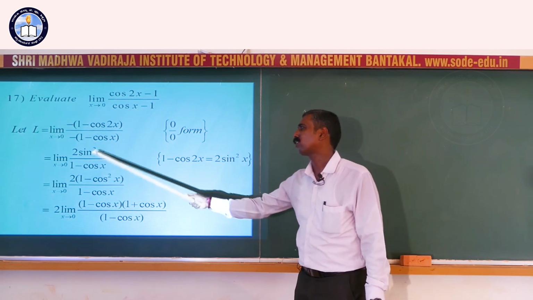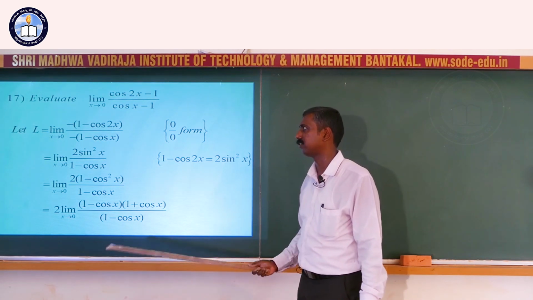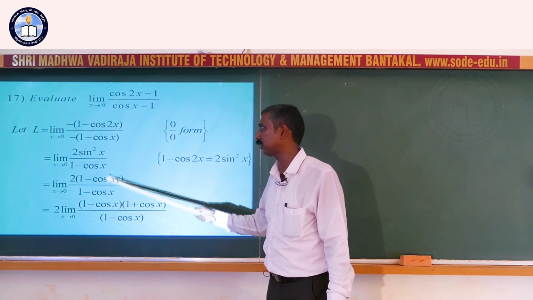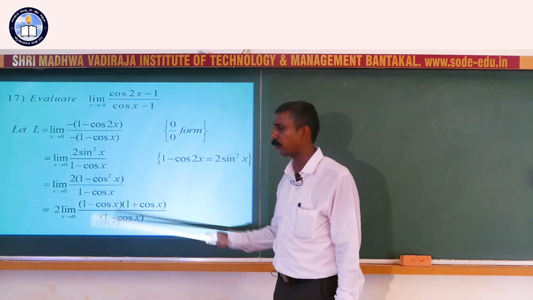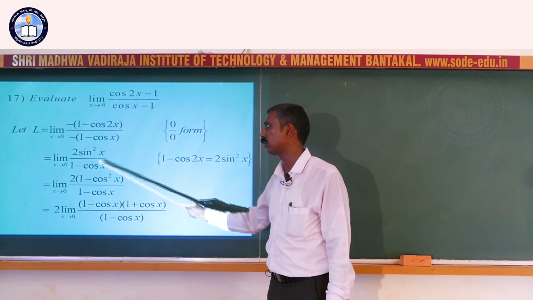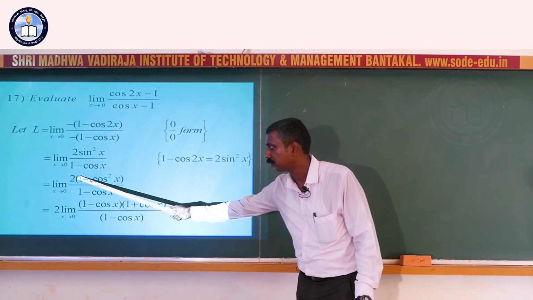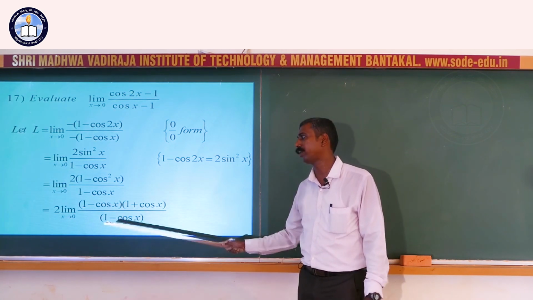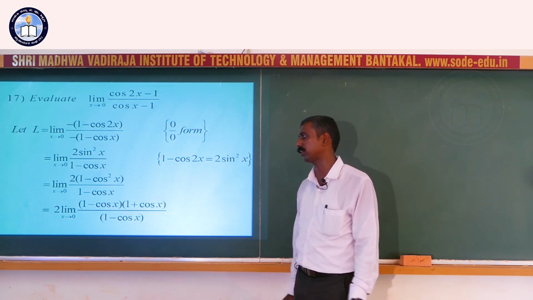Now, sin square and 1 minus cos square, somehow they are related. How are they related? We know that sin square plus cos square is equal to 1. Therefore, sin square is equal to 1 minus cos square, or cos square is equal to 1 minus sin square. So, here 1 minus cos x is there in the denominator, so I used sin square equal to 1 minus cos square. 2 is a constant, so it can be taken out of the limit from the algebra of limits. So, 2 into limit x tends to 0 of (1 minus cos x) into (1 plus cos x) divided by (1 minus cos x).